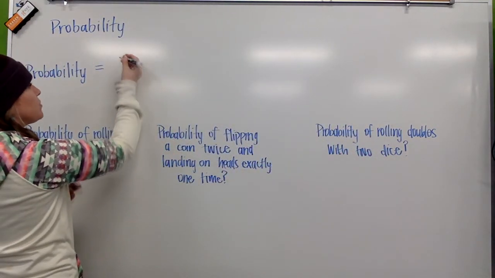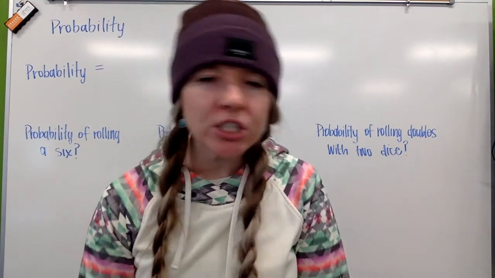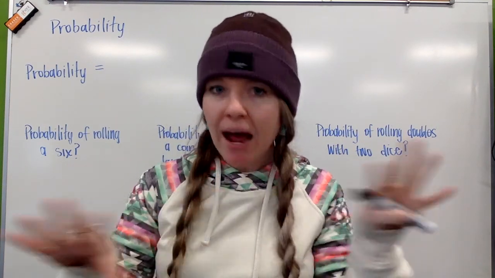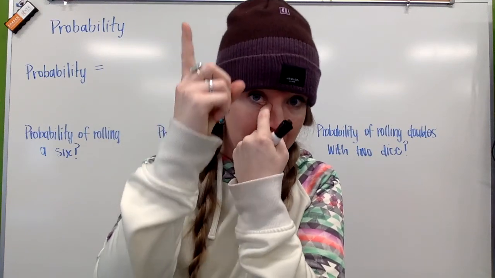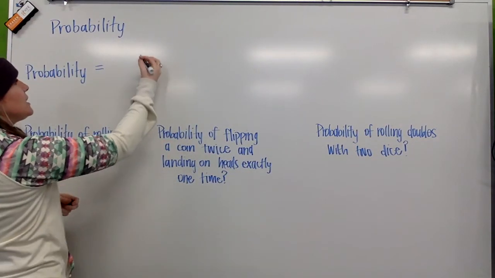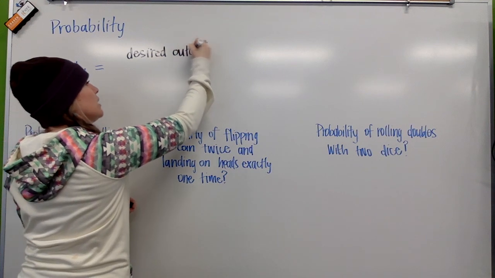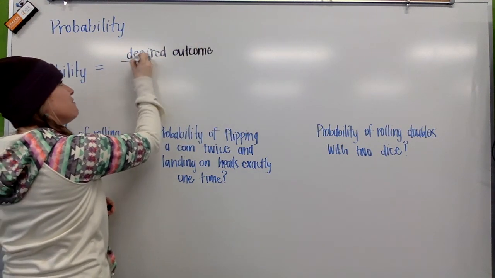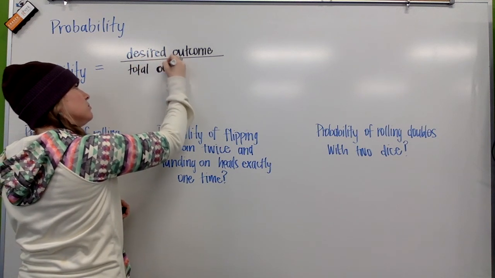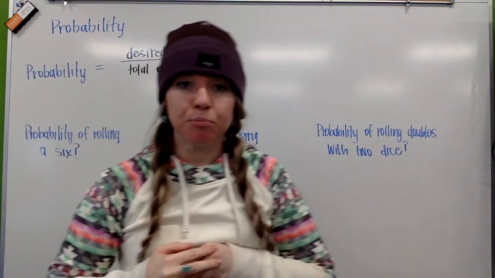With probability, what we're looking for is, what are the chances of winning the lottery? One person is going to win out of how many people? That one person, that one win, is the desired event. That's what we're looking at. So what we're going to find here is probability is your desired outcome, and we're going to divide that by the total outcomes. And that itself is probability.